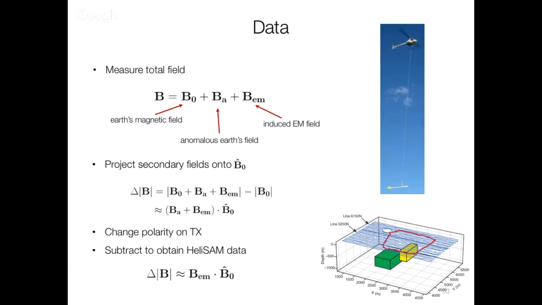That leaves you with the anomalous field plus the EM projected onto the direction of the Earth's field. These are small compared to the Earth's field, so just as in magnetic surveying, you're getting a projection. Then you change the polarity on your transmitter and subtract the two, and you end up with anomalous data that's actually the electromagnetic induction, projected onto the Earth's field. Just the same as in regular magnetics, where you measure the anomalous field projected onto the Earth's field. Now we're actually measuring the B-field EM.